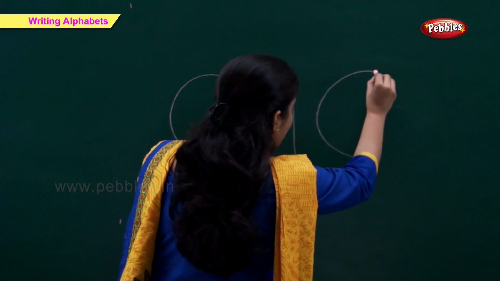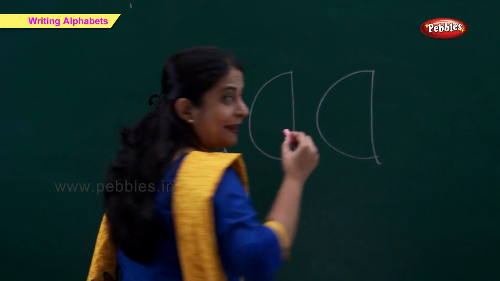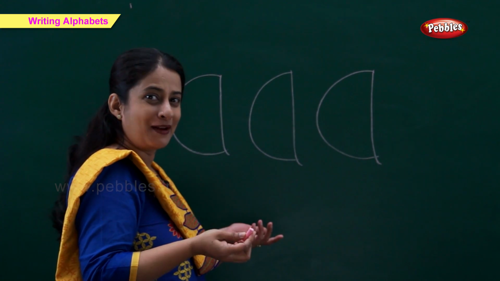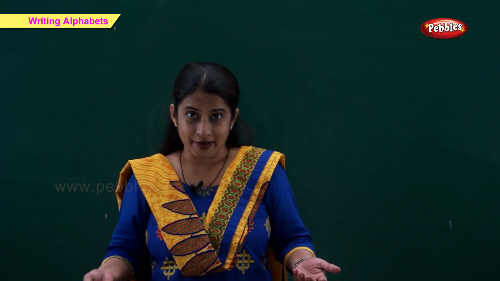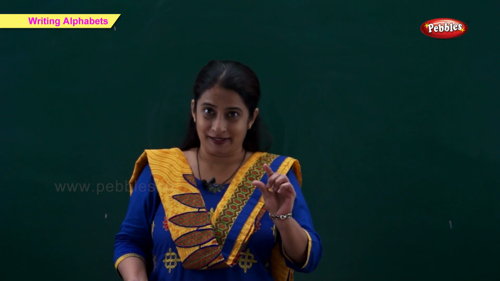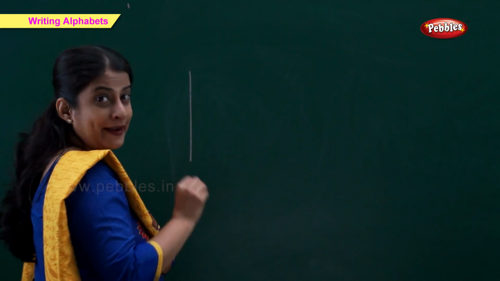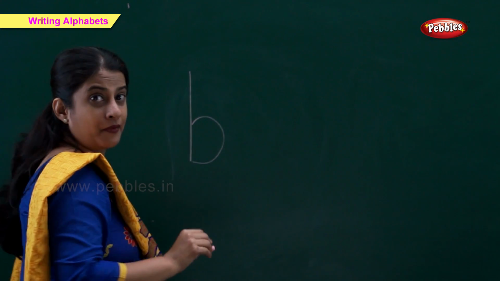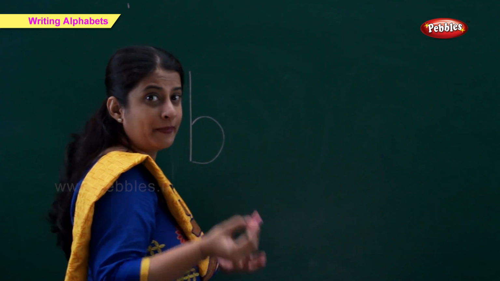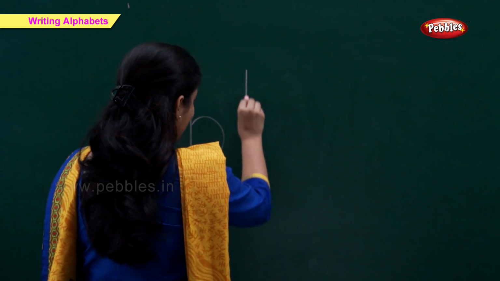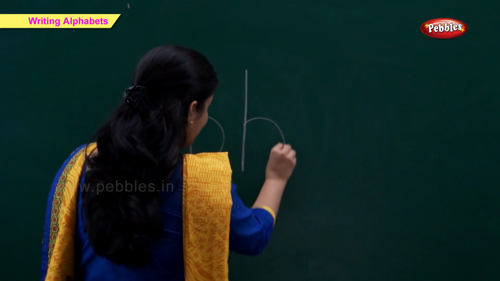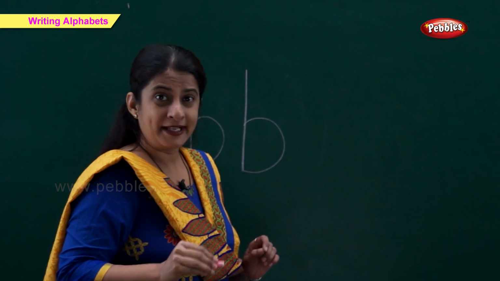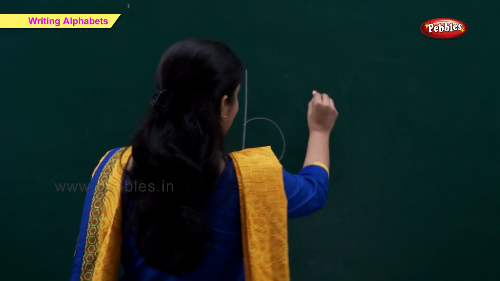A curve and a standing line makes small a. Now we will write small b. A standing line and a curve makes small b.